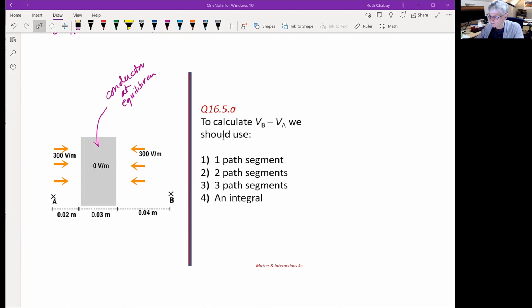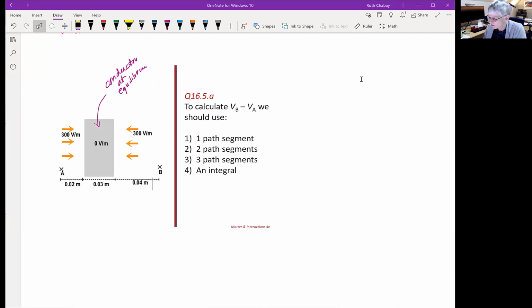All right, so here's what you said, and slightly over 50% say we should use 3 path segments, but about 45% say 2 path segments. So we are by no means unanimous here. So let's talk about this. If we use 2 path segments, where would the first segment go? So if we're going to use 2 segments, the first path segment starts at A, but where does it go to?